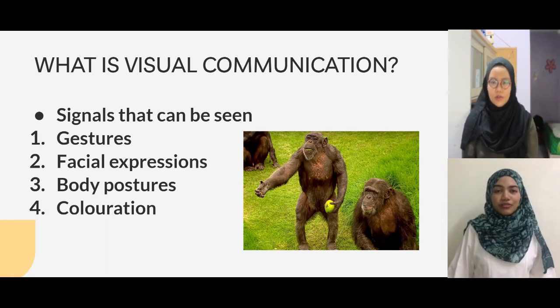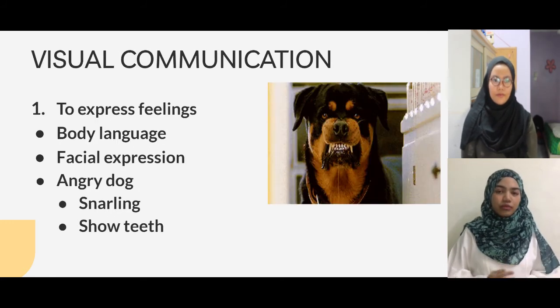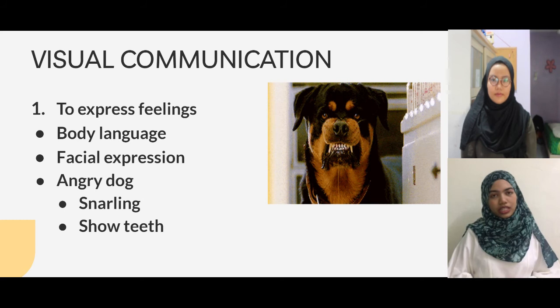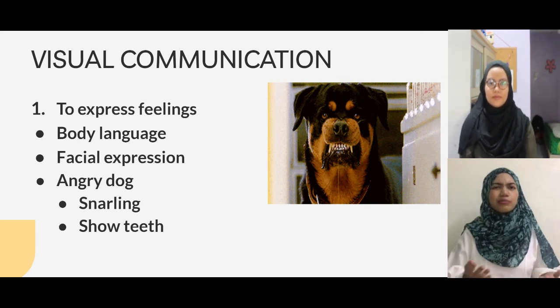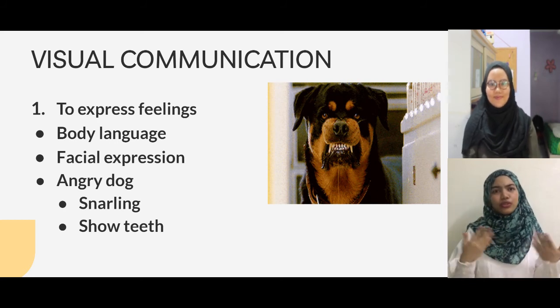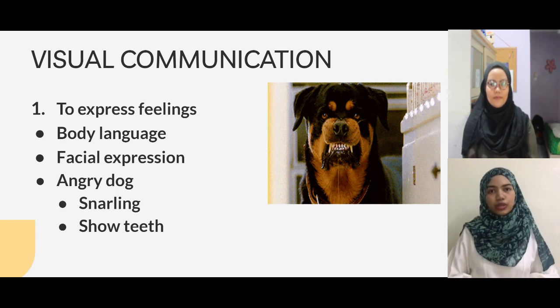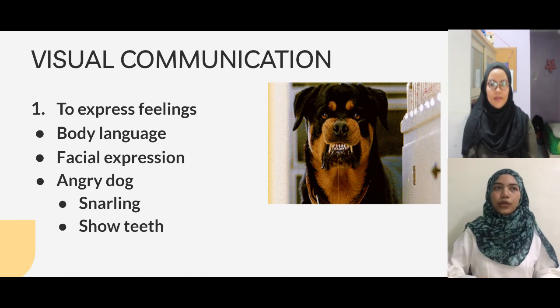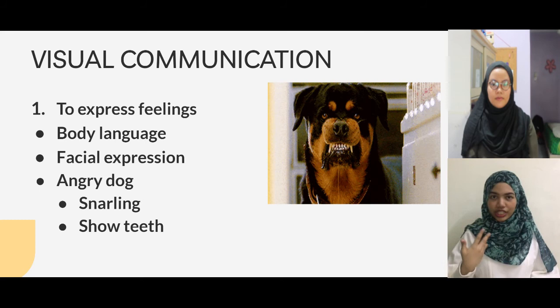Now we're going to delve into the main purpose of visual communication, which is that animals use it to express their feelings. So how do these animals express their feelings despite the fact that they cannot express them verbally or through talking? Animals express their feelings by using two methods, which are body language and facial expression.